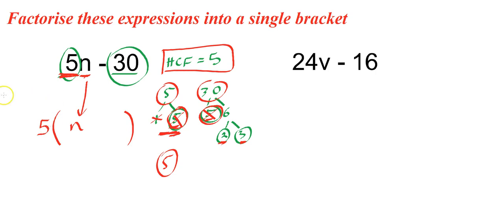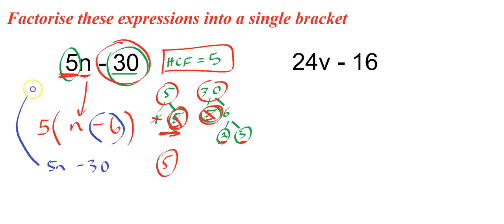However, it is not just 30, it's minus 30. So 5 into minus 30: minus 30 divided by 5 is minus 6. Now, are we correct? Let's check by expanding this out of its brackets. If we are correct, we'll end up with 5n minus 30. 5 times n is 5n, and 5 times negative 6 is negative 30. Indeed, that is the same as what we started with, so the final answer is correct.